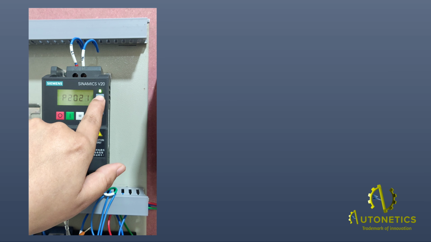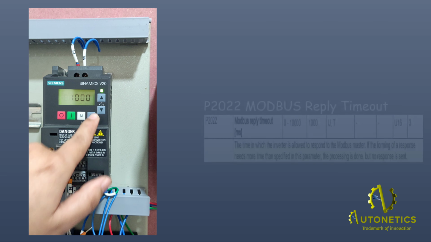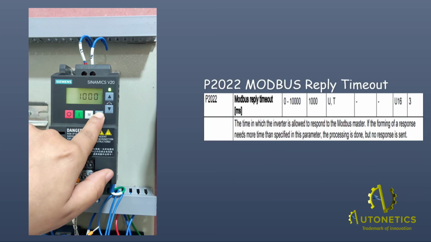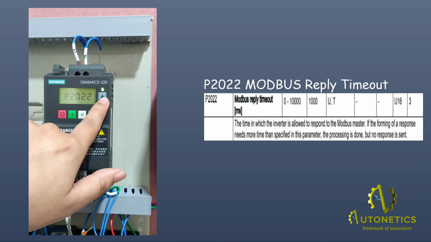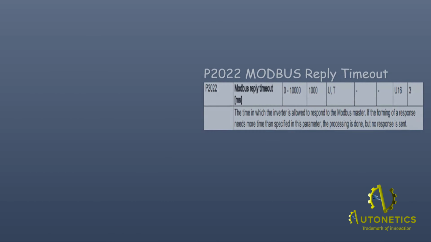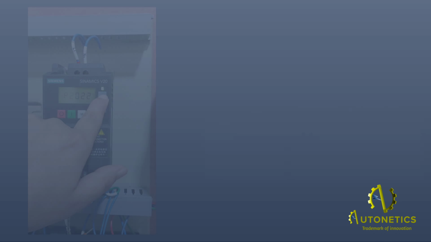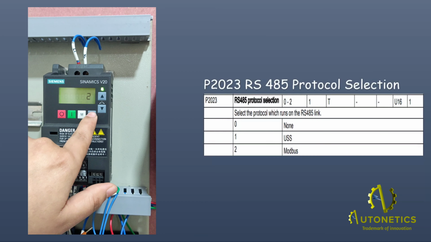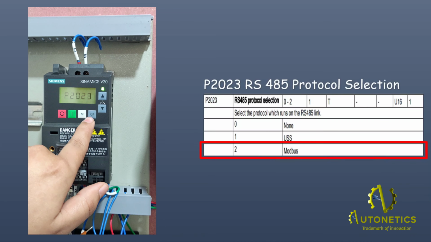Parameter P2022 is used for Modbus reply timeout settings. This parameter is used to set a Modbus response time between a master and a VFD. Next parameter P2023 is used for RS-485 protocol selection. Currently, we used Modbus protocol communication.